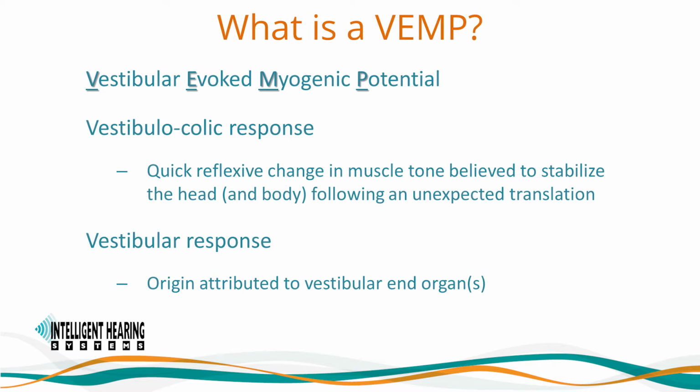The vestibular response origin is attributed, as discussed in the previous slide, to the vestibular end organs. In particular, the saccule has been implicated as the origin of the cVEMP, and a response pathway has been suggested from the vestibular saccule to the inferior vestibular nerve, the lateral vestibular nucleus, and the lateral vestibulospinal tract to motor neurons in the SCM muscle. Similar implications have been made for the utricle and the superior vestibular nerve as origins of the oVEMP.